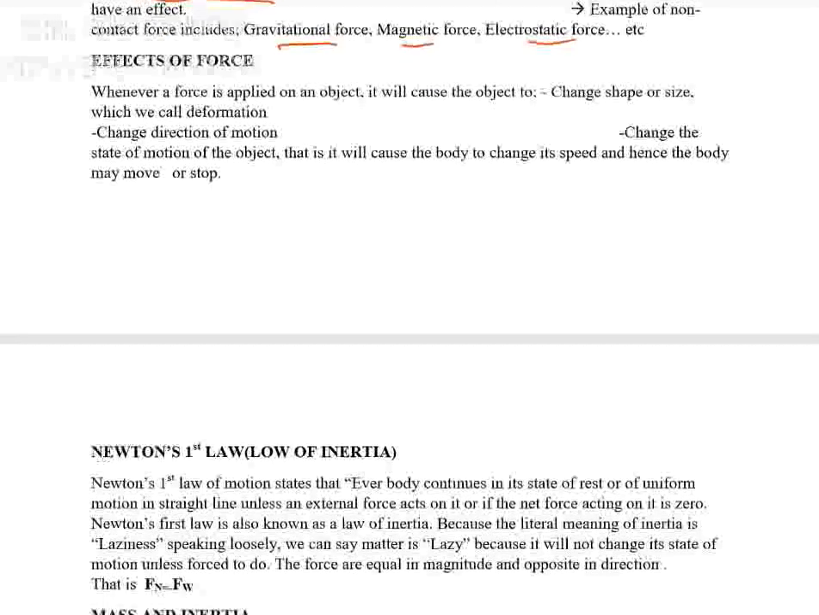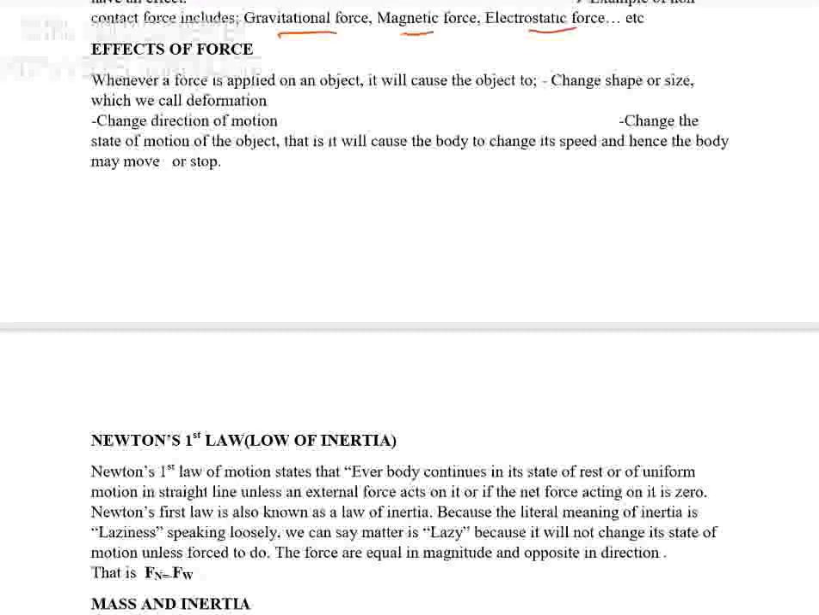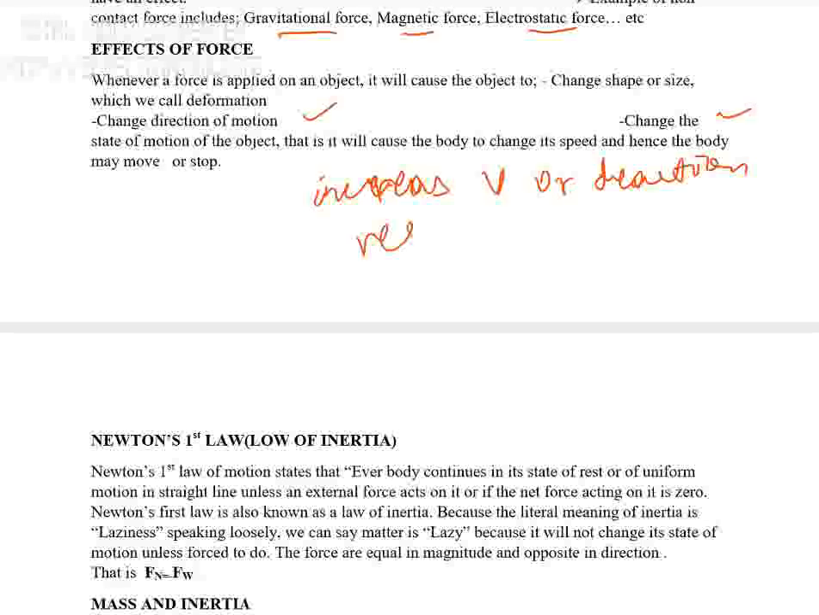Force has basic effects. The first one is to change the direction of a motion, and it may also change the state of motion of an object. That means it may either increase velocity or decrease velocity of an object, or it may make an object move with a velocity from rest. That means it changes what? The motion of the object.